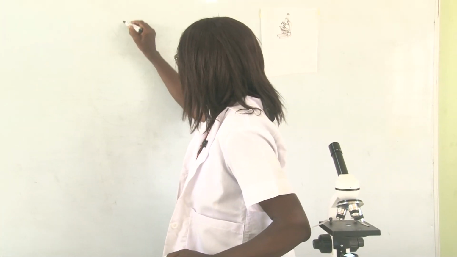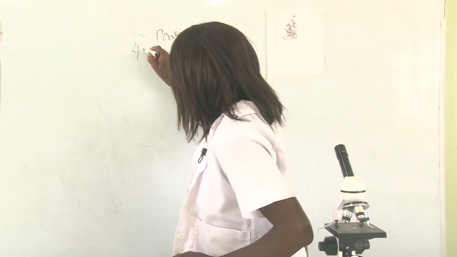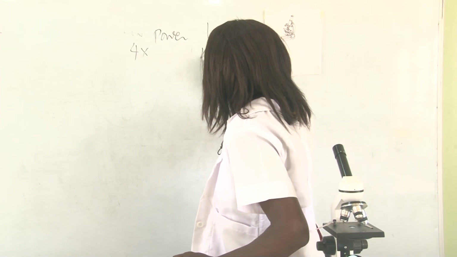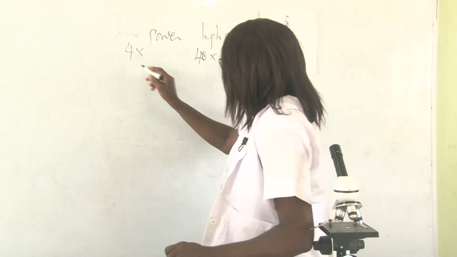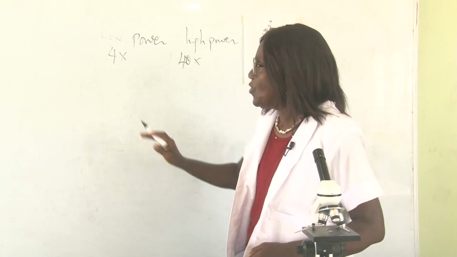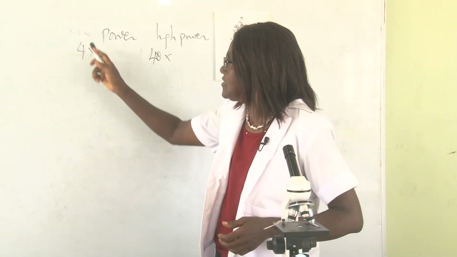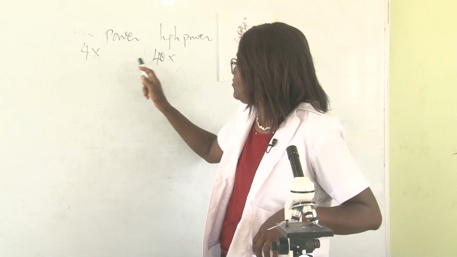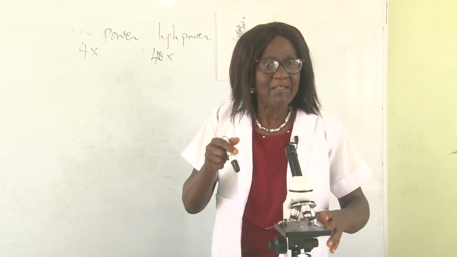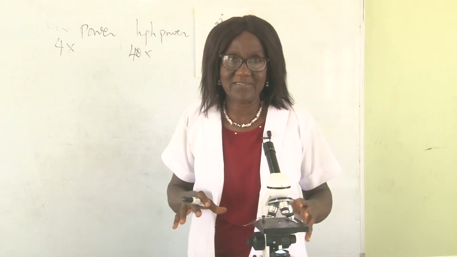You have the low power. If the low power is times 4, and you have the high power, 40 times, the magnification is therefore 160 times. So if you see an object in the microscope, using a low power of 4 times and a high power of 40 times, then the magnification of the image of the object you are seeing is 160 times.